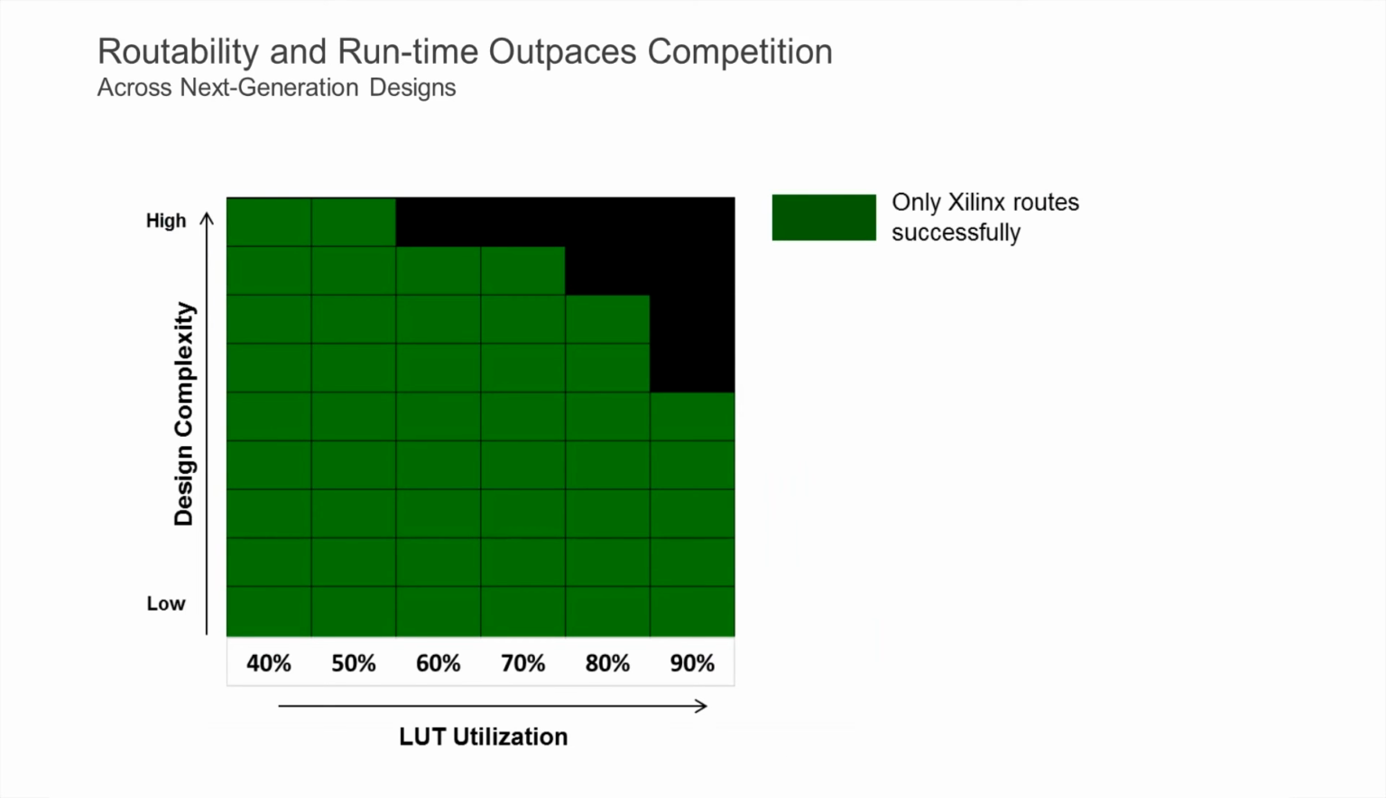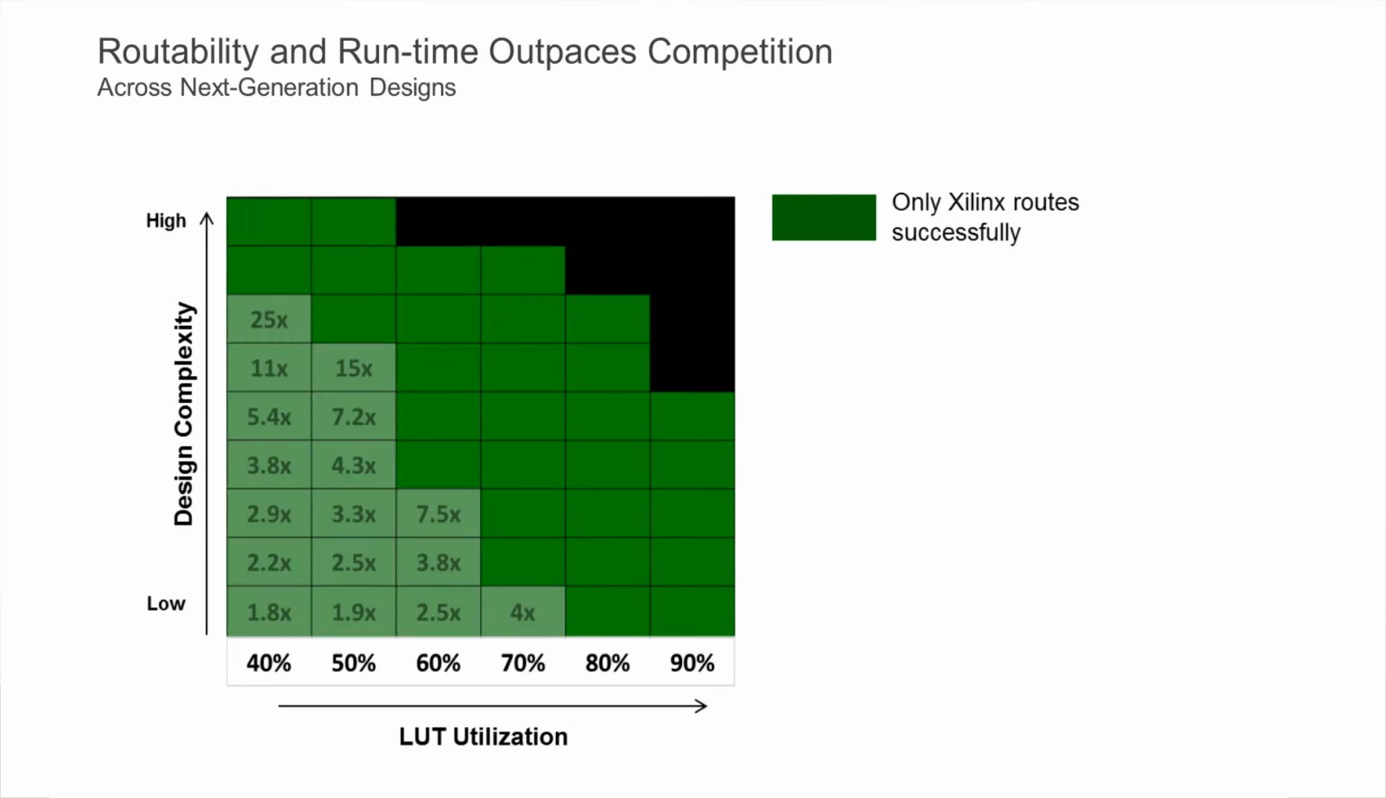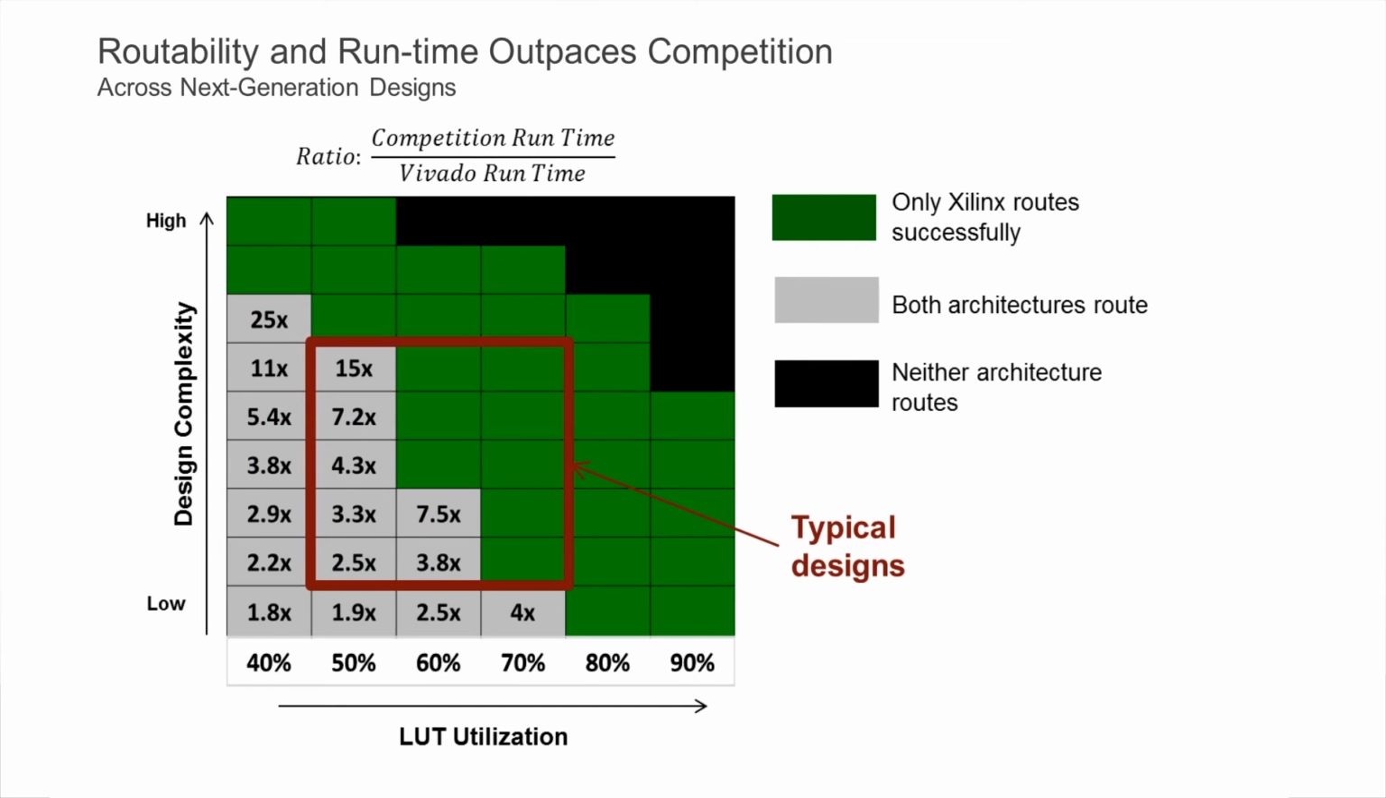Now, let's take a look at routability and runtime. We measured routability and runtime over a broader set of designs. You can see that over the sampling of designs, with varying complexity and size, Vivado was able to route nearly all of the sample sets successfully. But even across this broader sampling of designs, like we saw previously, the competing architecture struggles to successfully route designs above 60% LUT utilization. And even on designs of moderate size and complexity, the software runtime increases dramatically as the software struggles to use the architectural resources.